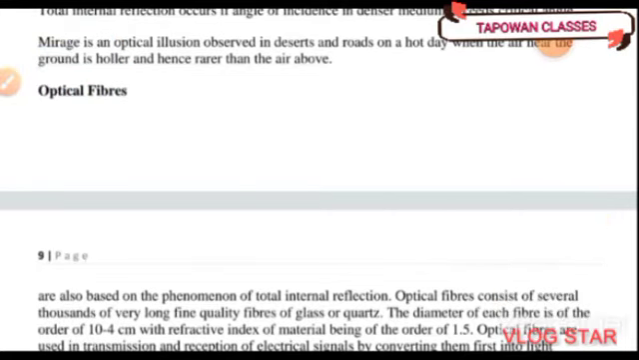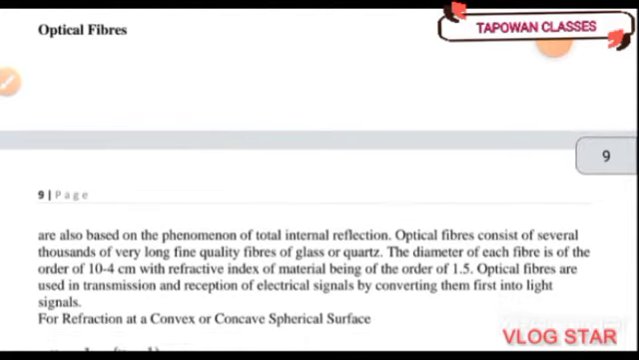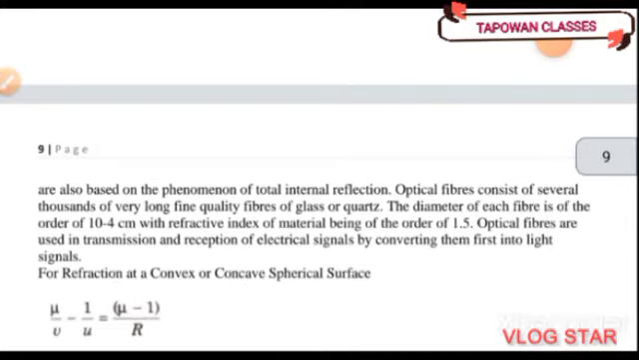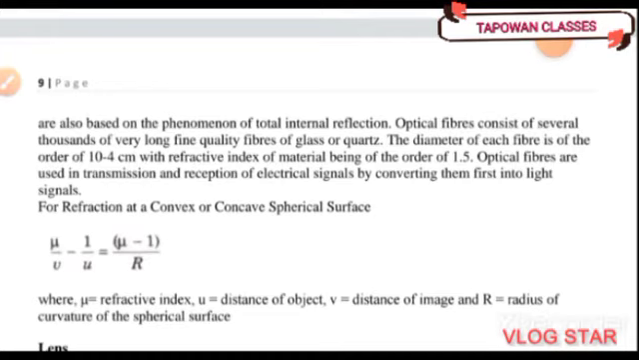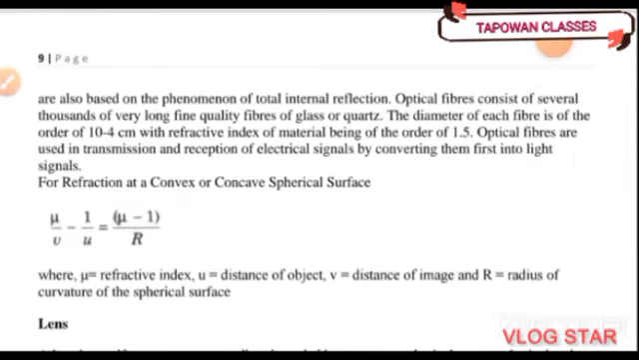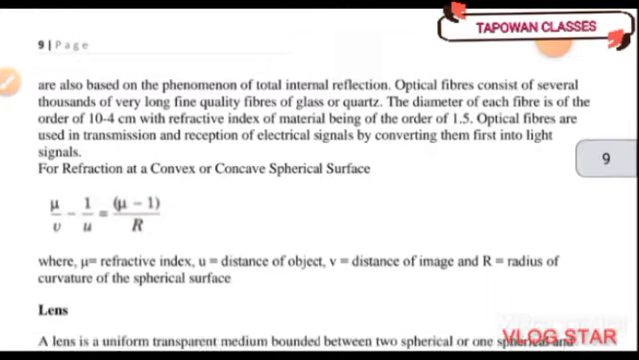Hello everyone. Today we are going to start from optical fibers. What are optical fibers? Optical fibers consist of several thousands of very long, fine quality fibers of glass. The diameter of each fiber is of the order of 10^-4 centimeter, with the refractive index of the material being of the order of 1.5. Optical fibers are used in the transmission and reception of electrical signals by converting them first into light signals.